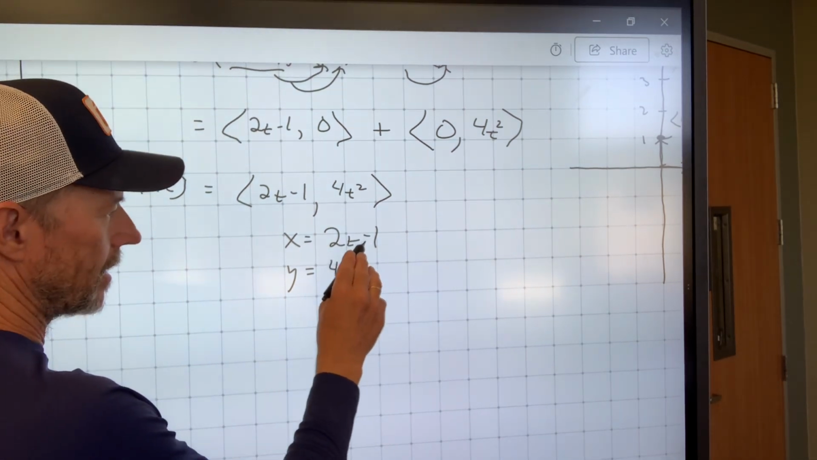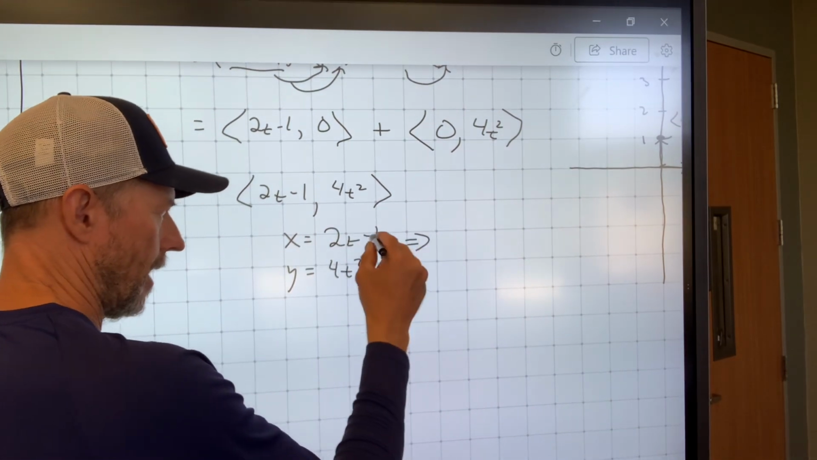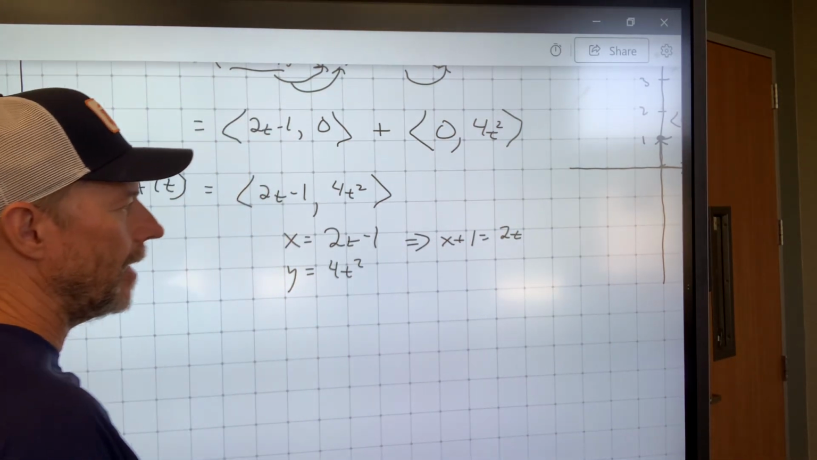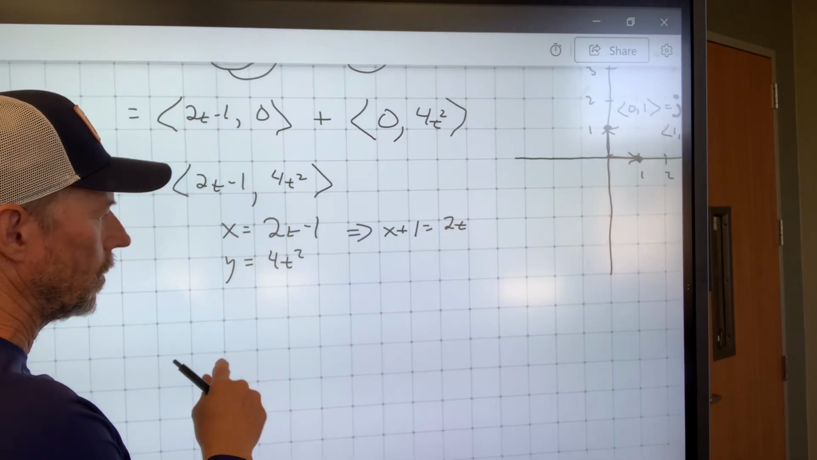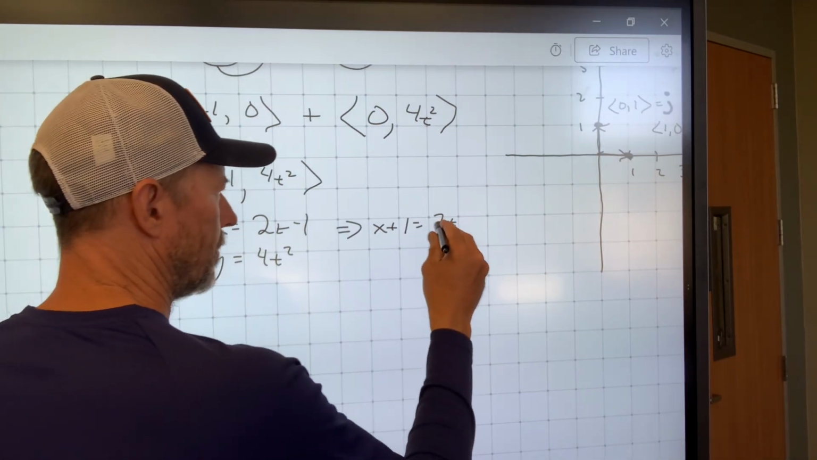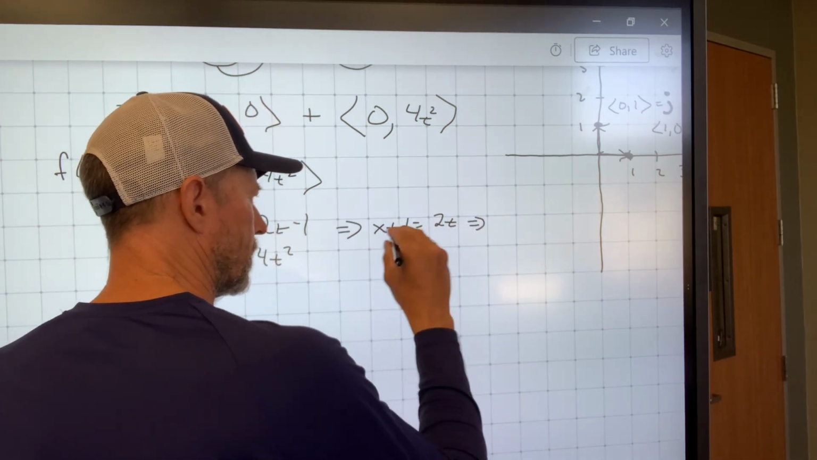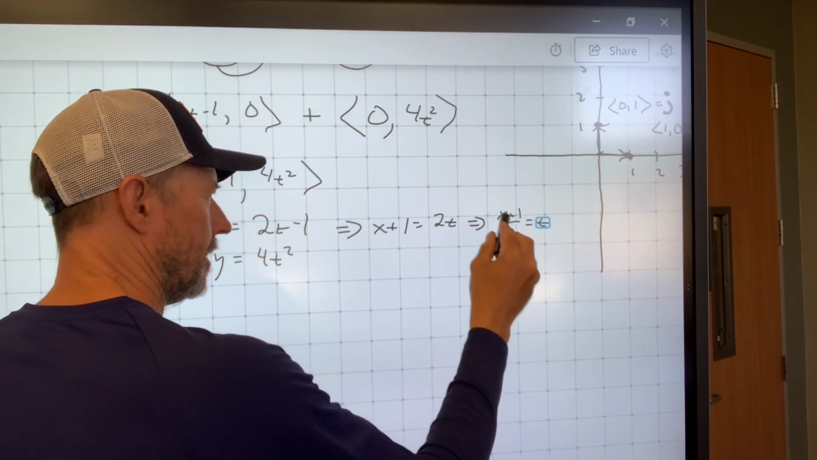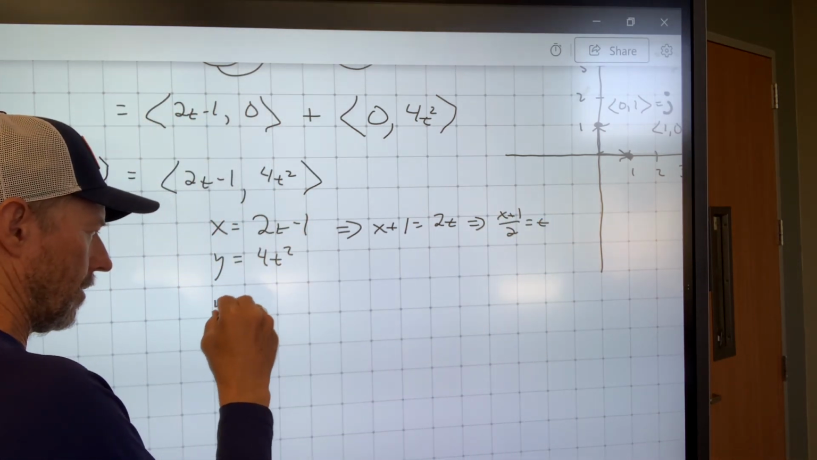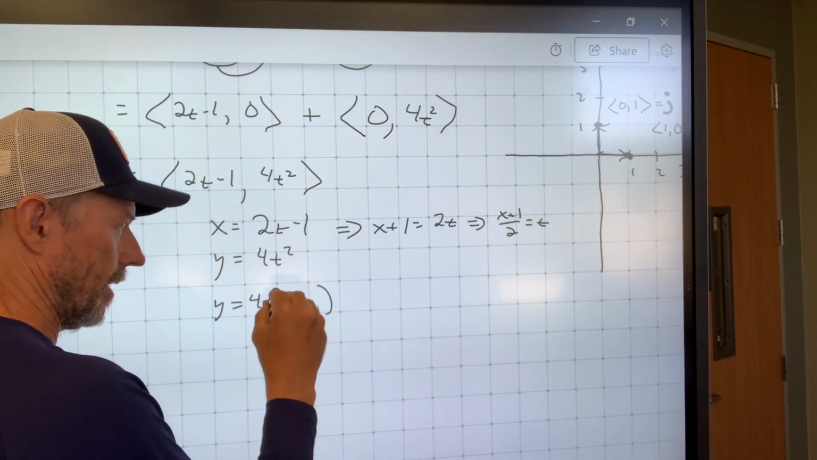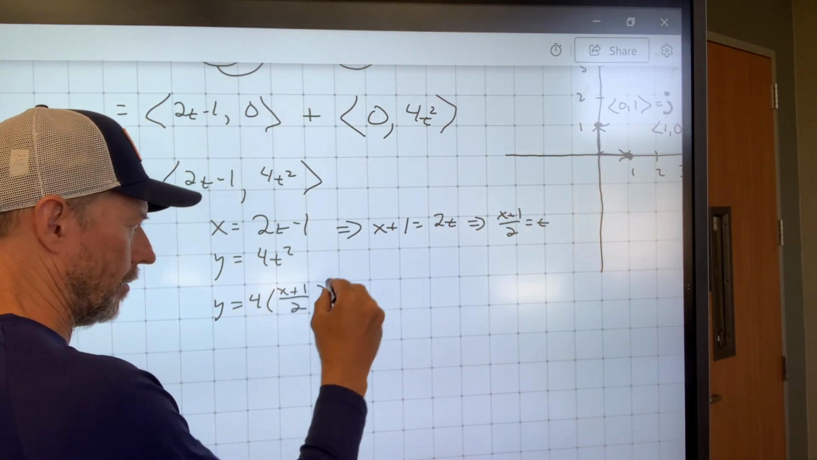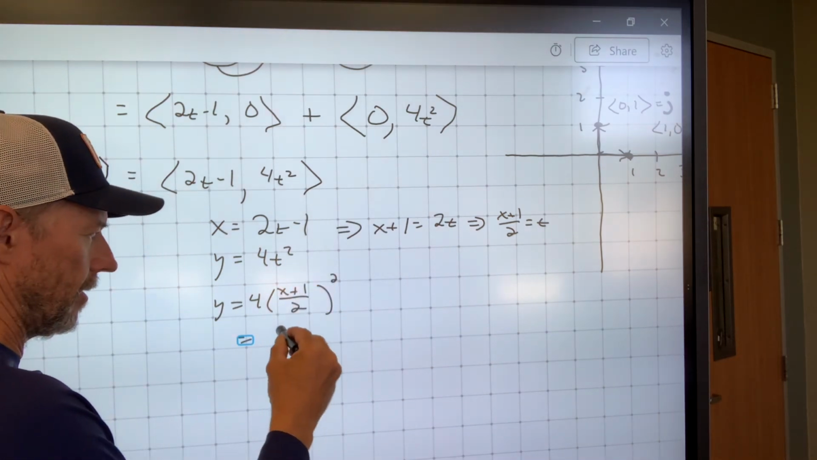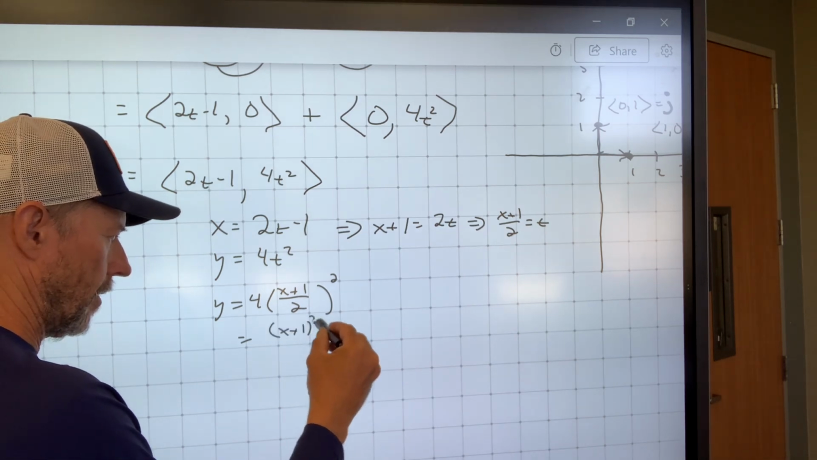I'm going to add the 1 over. So I'll add this one over here and get x + 1 is equal to 2t. And then I guess I'll divide by 2. So x + 1 divided by 2 is equal to t. So t is (x + 1)/2. So I can come back to this y equation and I can plug that in for t. I can put (x + 1)/2. And remember, it's being squared. So when you square a fraction, you square both the numerator and the denominator. So (x + 1) squared over 4.